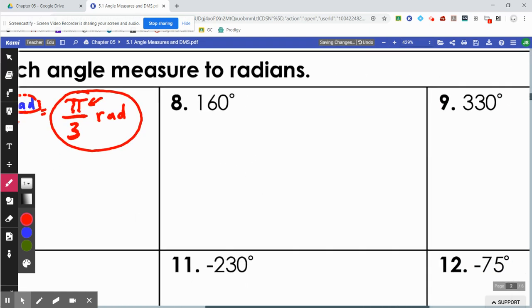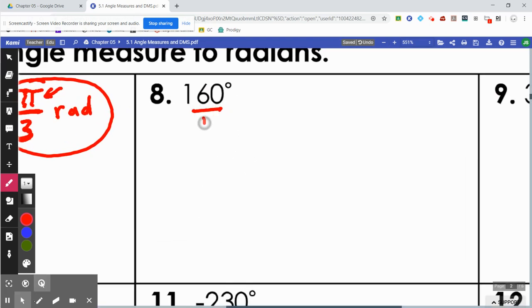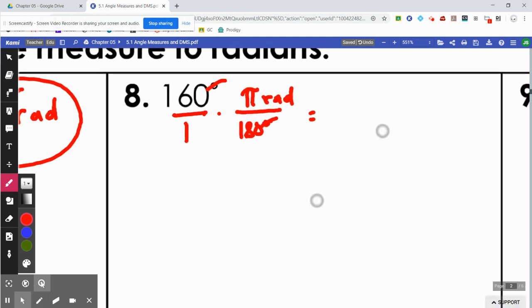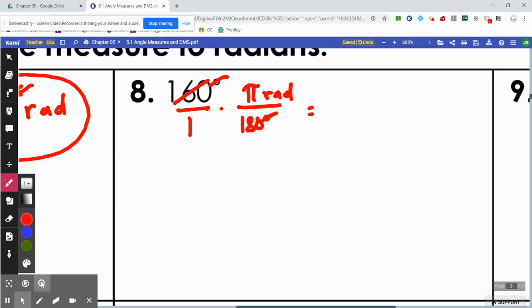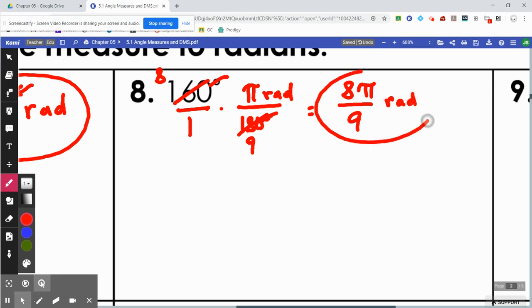Okay, 160, the next one. Let me zoom in a little bit more. Let's do 160 over 1. We're going to multiply it by pi radians over 180 degrees. The degree measures cancel each other out. We're going to reduce. We'll divide top and bottom by maybe 20. That leaves you with an 8 and a 9. So on top you have an 8 and a pi. On the bottom you have a 1 times 9, which is 9. And now that is in radians. If you want to check your answer, you can always plug in 180 here. You can do 180 divided by 9, which is 20, and then multiply that by 8, and you do get 160.